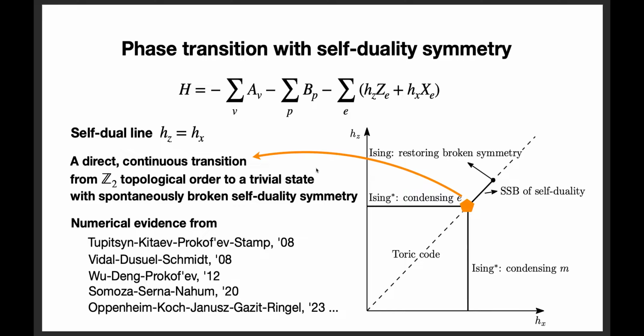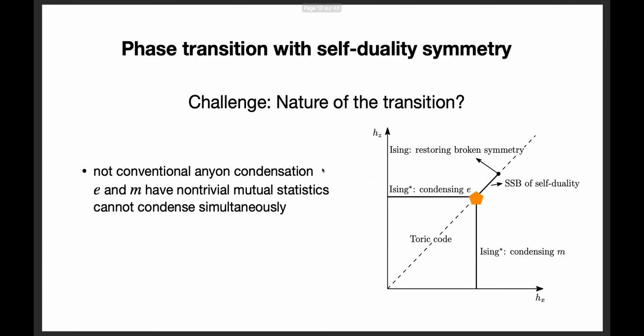So it's been numerically confirmed that there is a direct continuous transition from this Z2 topological order phase to a trivial phase without any topological order. Nevertheless, the Z2 self-duality symmetry is spontaneously broken. So then these numerical results give us a theoretical challenge. What's the nature of this transition?